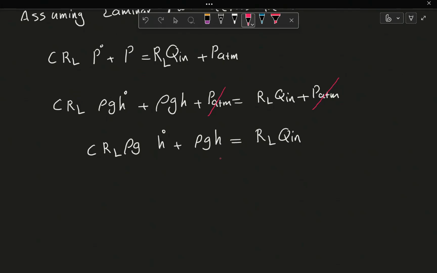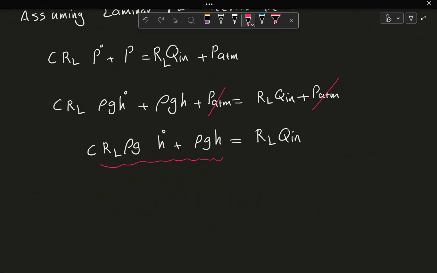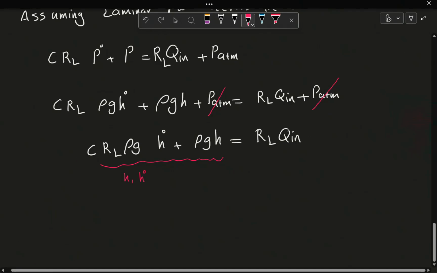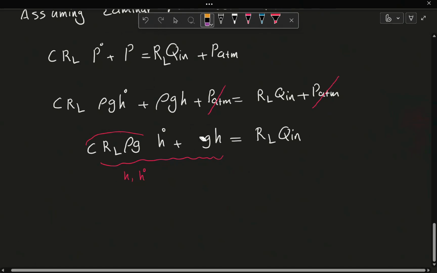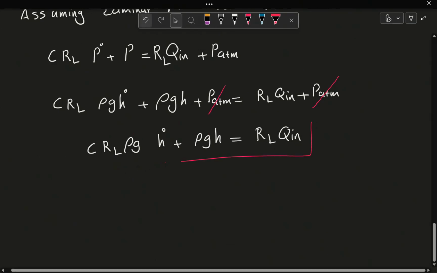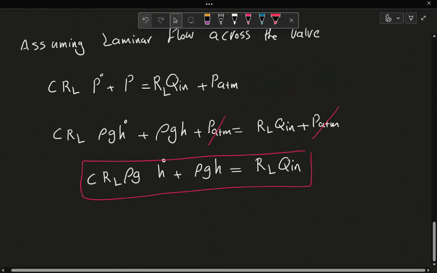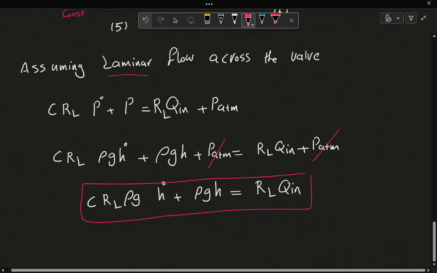So you have one family on the left hand side, and that's the family of H. Within that family, you have two members, H and H dot. And you see that all these numbers are constant, multiplied by each other, and they're all positive. So you do not have any sign mismatches within the family members. You can simply go ahead and box this equation. This is the equation of the dynamics of your system when you want to model everything in terms of the height, and you assume that the flow across the valve is laminar.